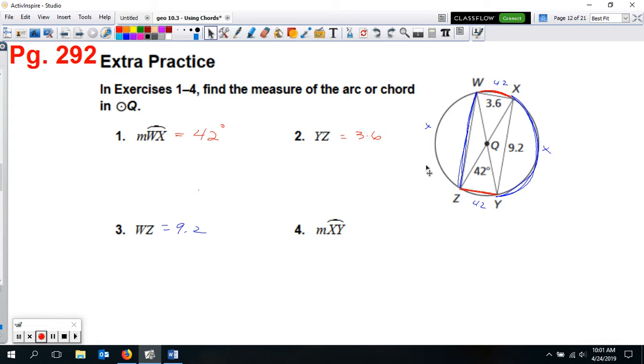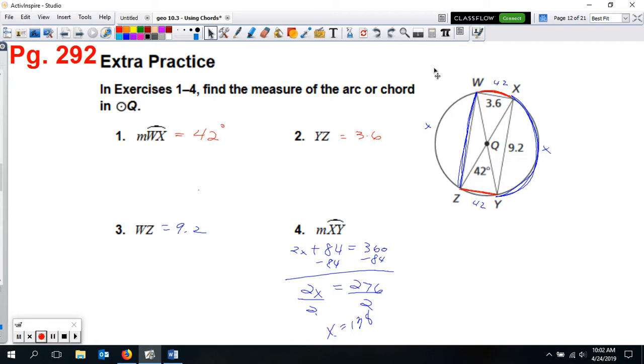So if I just added everything up around the outside here, it's equal to 360, because 360 degrees is the whole thing. So there's two x's, that's 2x, 42 and 42 make 84. So 2x plus 84 equals 360, and then just solve for x here. So subtract the 84 from both sides. That's 2x equals 276, divide by 2, x equals 138.